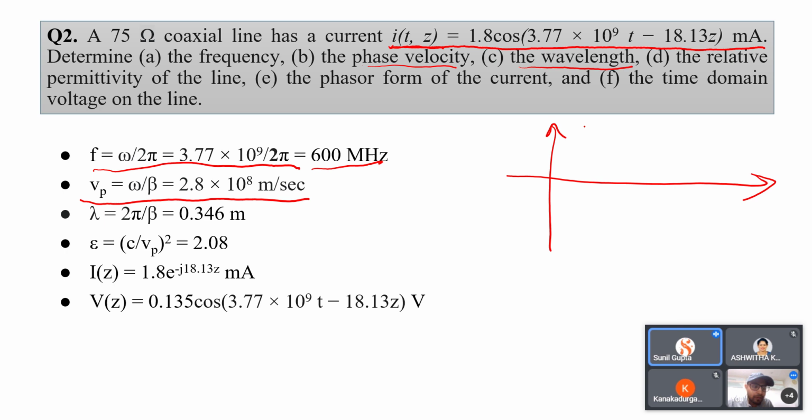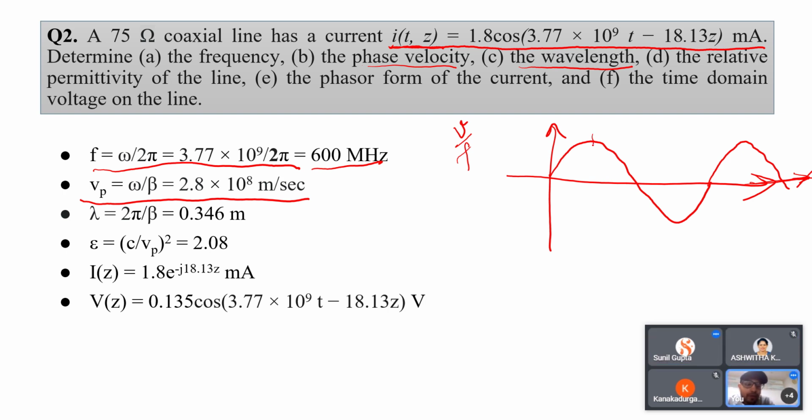So from the velocity over frequency also we can get. Yeah, that's correct. But suppose this is a sinusoidal wave, so how will you define this wavelength? What is it here? 2 pi by beta. So 2 pi by beta is also correct.